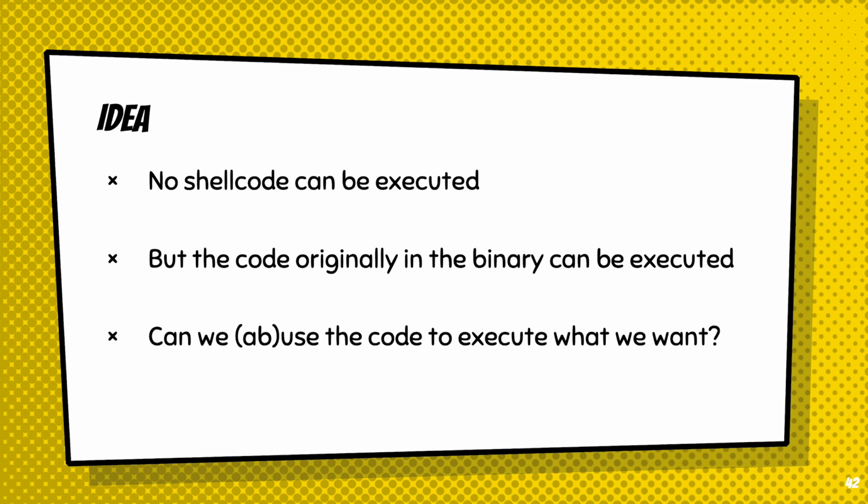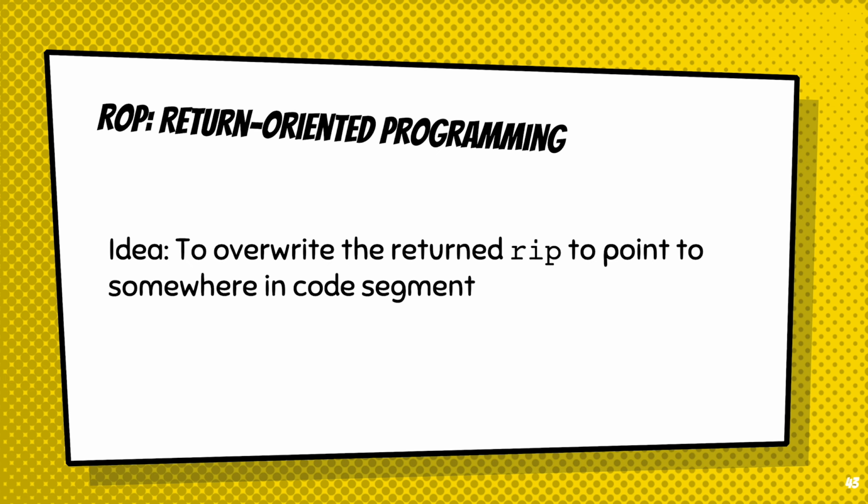First of all, we know that we cannot execute shellcode anymore because shellcode will be stored in stack, and stack will be set with the flag of non-executable. However, the code that's originally in the binary will still be able to execute because the binary will need to execute the code. They cannot be set as non-executable. Can we really use those codes that are originally in the binary and make it execute what we want?